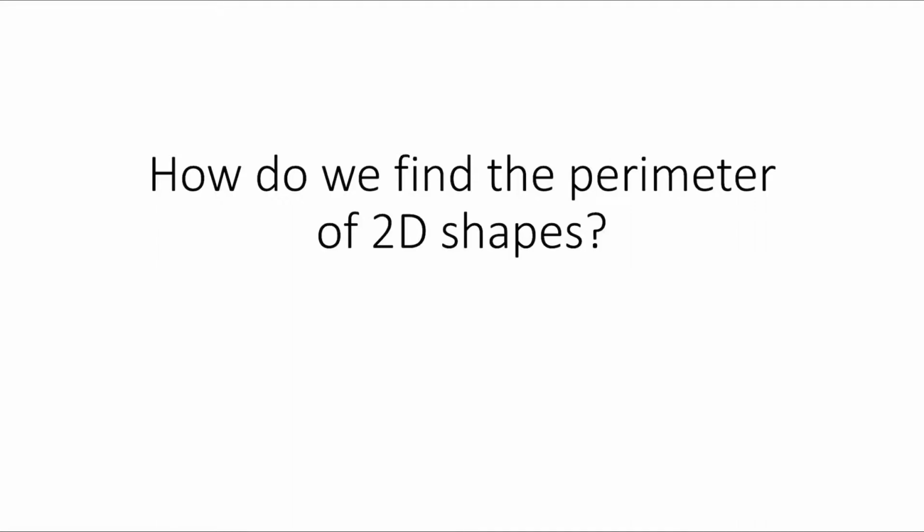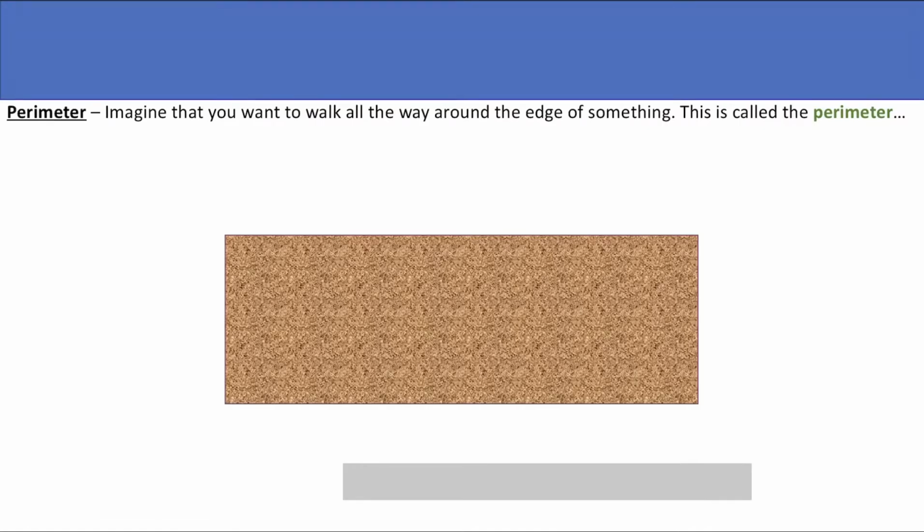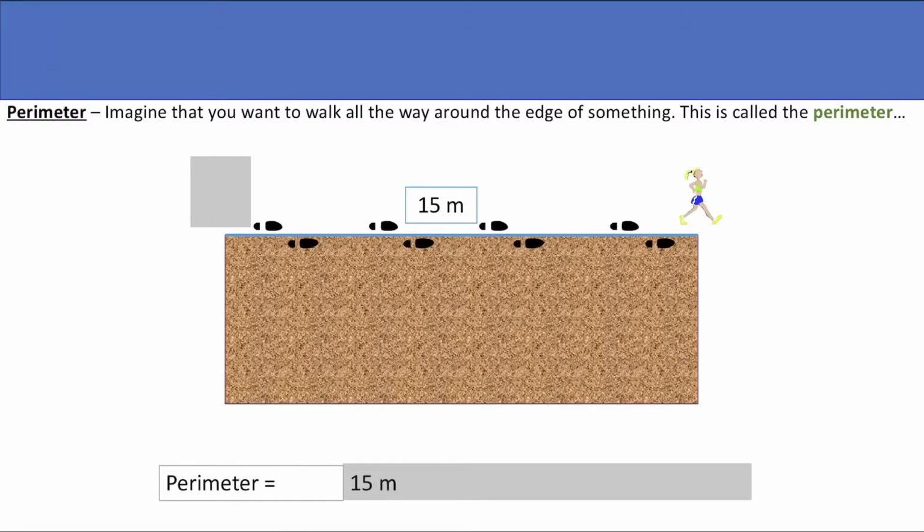In today's lesson, we will be looking at how to find the perimeter of 2D shapes. So, we've got a 2D shape, and to find the perimeter, we can imagine walking around the outside of the shape. So, starting at one corner, walking all the way to the other corner, that happens to be 15 meters.